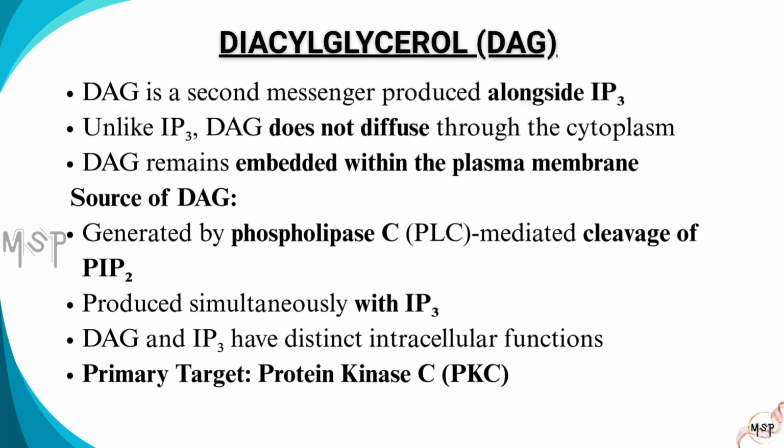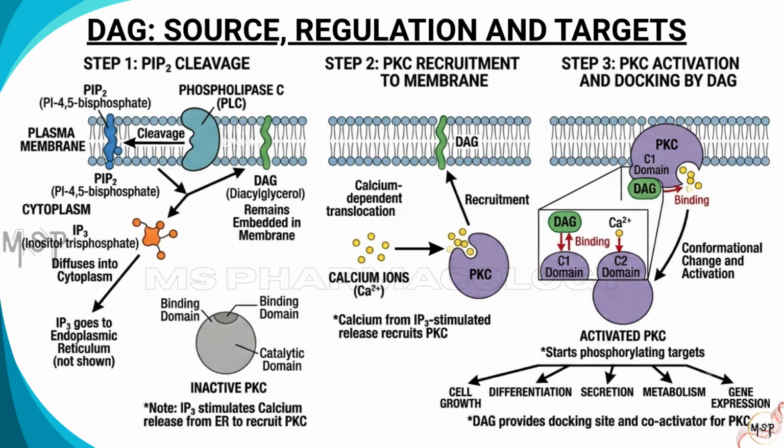The second messenger generated alongside IP3 is diacylglycerol. Unlike IP3, DAG does not diffuse through the cytoplasm, as it is a lipid-based second messenger that remains embedded in the plasma membrane. It all begins with the membrane phospholipid, PIP2. When phospholipase C is activated, it cleaves PIP2 into two second messengers, IP3 and DAG. While IP3 diffuses through the cytoplasm, DAG remains embedded within the plasma membrane.